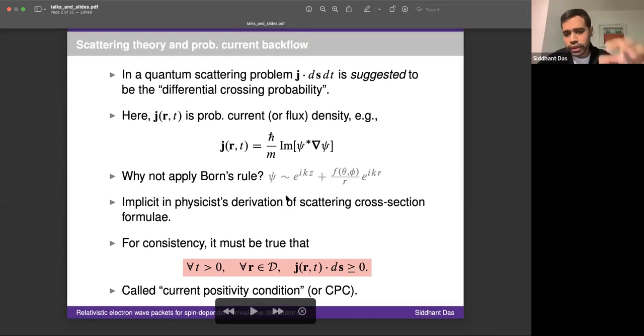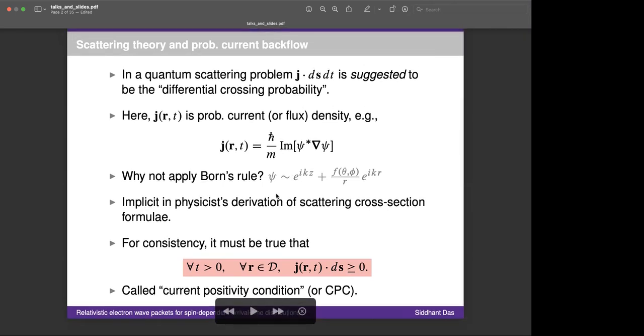But then fewer still know that this cannot be a meaningful probability density for every wave function. And the reason is this quantity can just be negative. So there are wave functions for which the probability current can be pointing, let's say, opposite to the direction of the surface dS, in which case this can become negative.